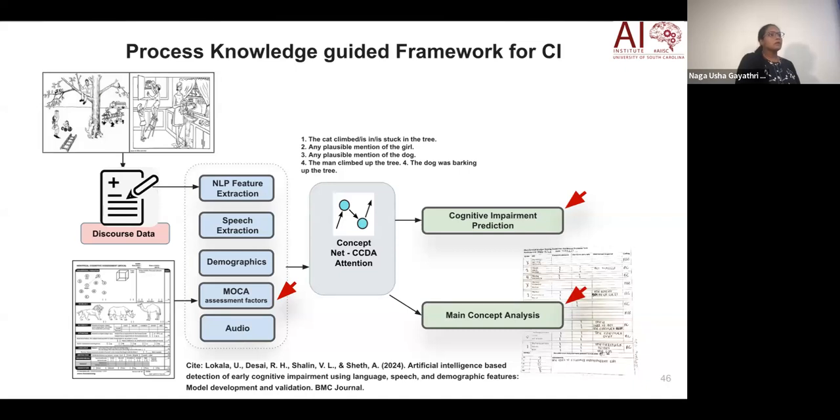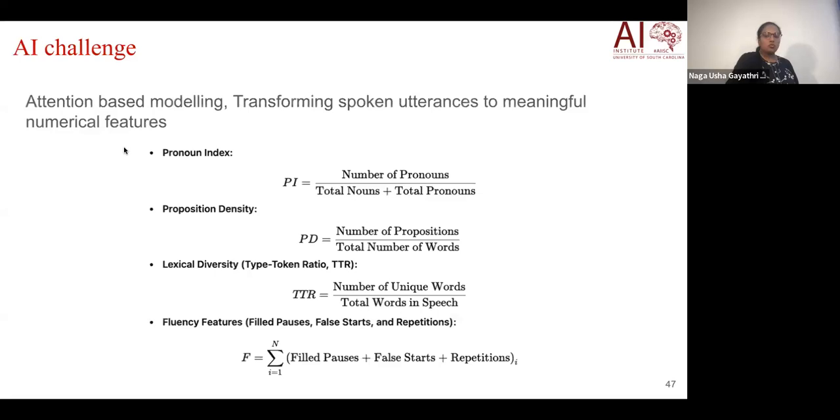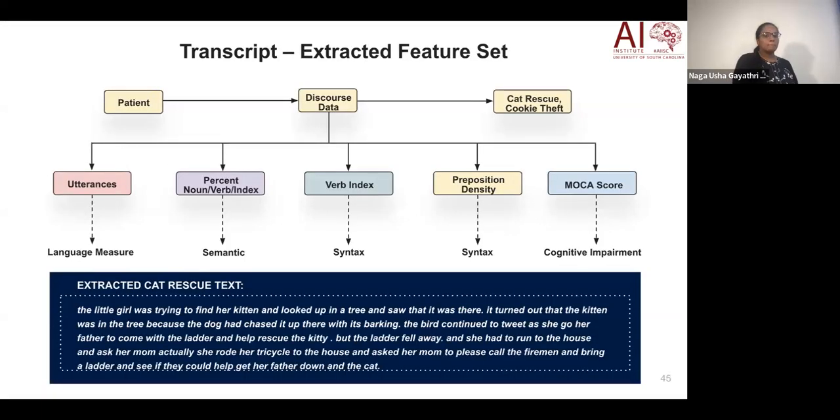Can I ask a question on detail on the previous slide, please? This is a very small detail. I noticed in the dissertation it was the same thing. In the cat rescue text, you have periods followed by lowercase letters. Is this standard in this kind of transcript? Because it's not grammatically correct. You also had "she go her father." I would have expected "the bird continued to tweet as she went to fetch her father" or something like that. Again, what is going on here? It looks like these are not correct.